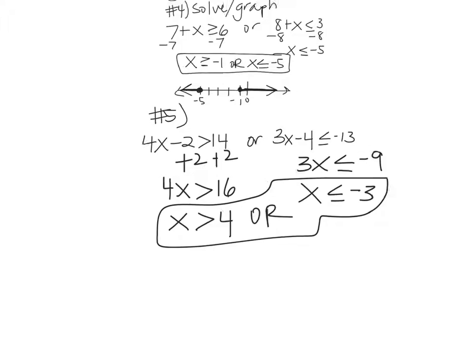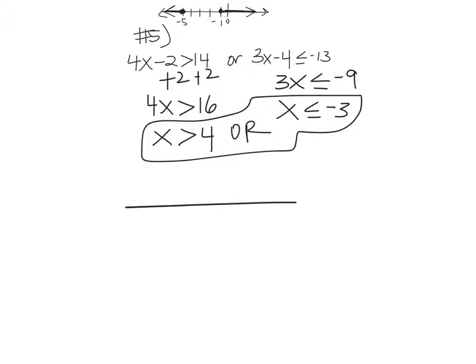That's nice. All right, so did you graph it? Try to graph it. X is greater than 4, so I'm going to go 1, 2, 3, 4, and numbers that are bigger than but not equal to 4, or numbers that are less than or equal to negative 3.